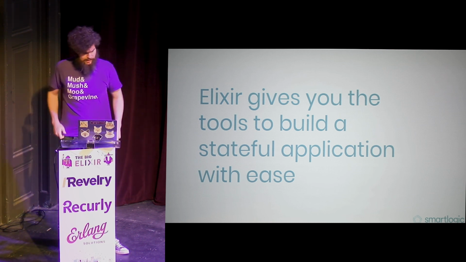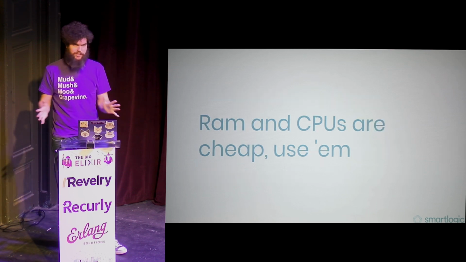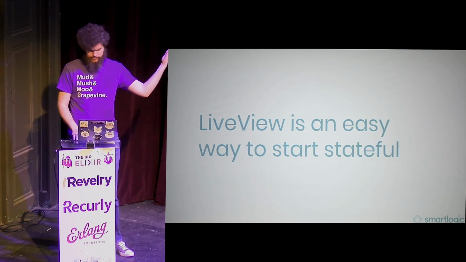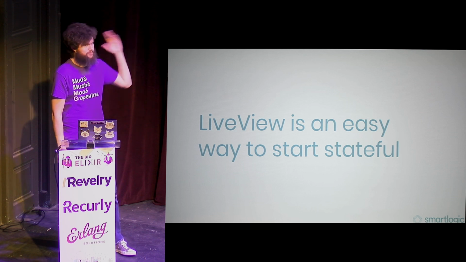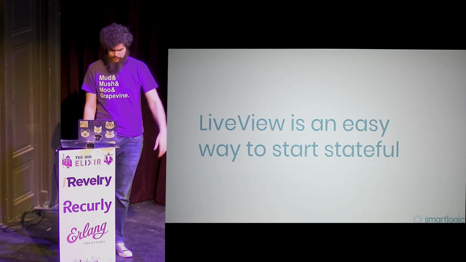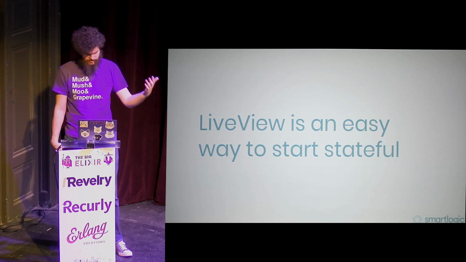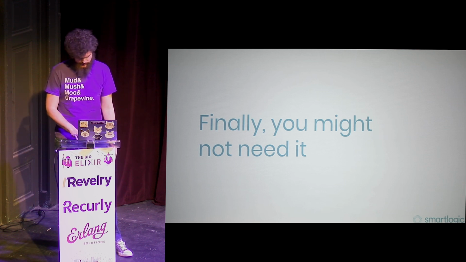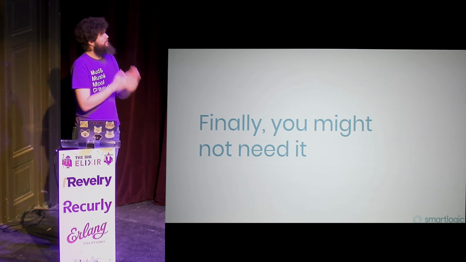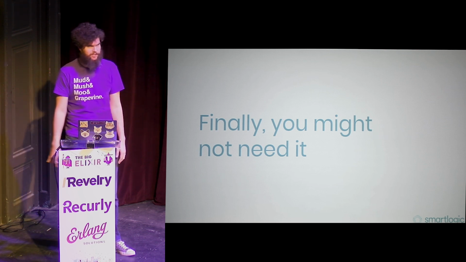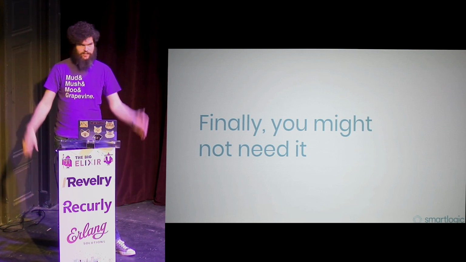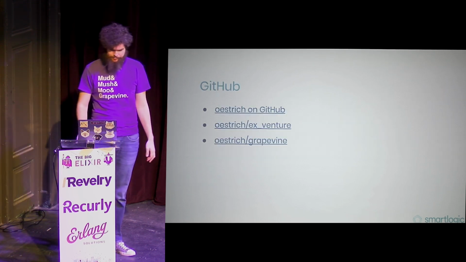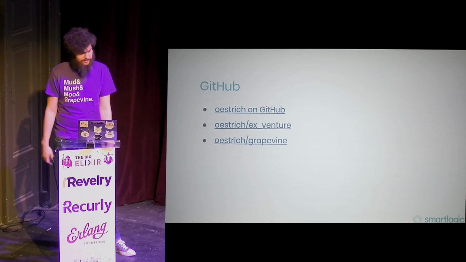So for wrap up, Elixir gives you the tools to build stateful applications with ease. It's nice stuff on top of Erlang, and Erlang is really good at it, right? RAM and CPUs are cheap, so use them. If you want an easy way into a stateful application, you can use LiveView. That gives you your own process, so you can do the pub sub outside of it and whatnot. Once again, you might not need this if you're just doing an e-commerce thing. You probably don't need a real-time chat for everyone looking at the new Switch game to talk about how cool it is. That's probably not a thing you need, right? So don't make your life harder if you don't need to.